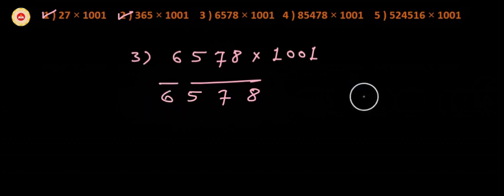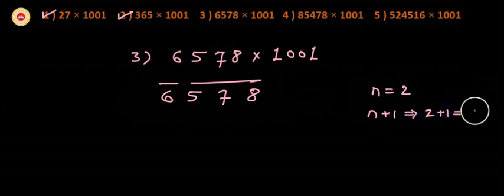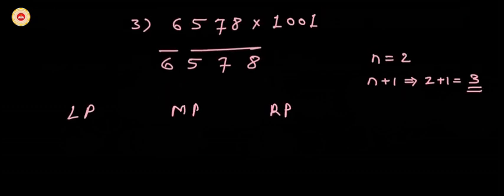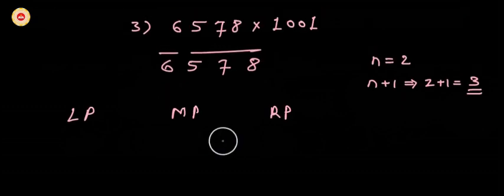So how many groups are there in the multiplicand? 2. That means n is equal to 2. It means that we will have to write the answer in n plus 1, that is 2 plus 1 is equal to 3 parts. Which are those 3 parts? Leftmost part, middle part and right part. These are the parts in which we are going to write the answer.